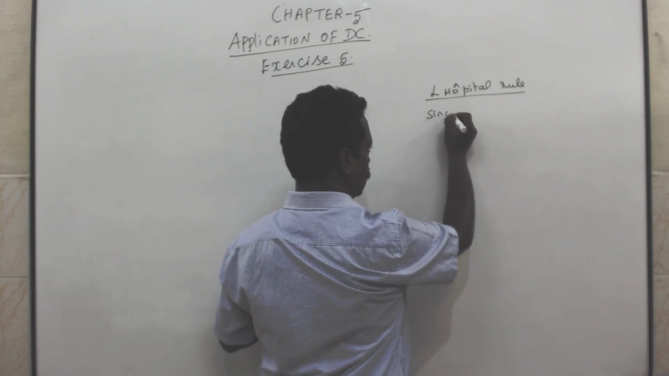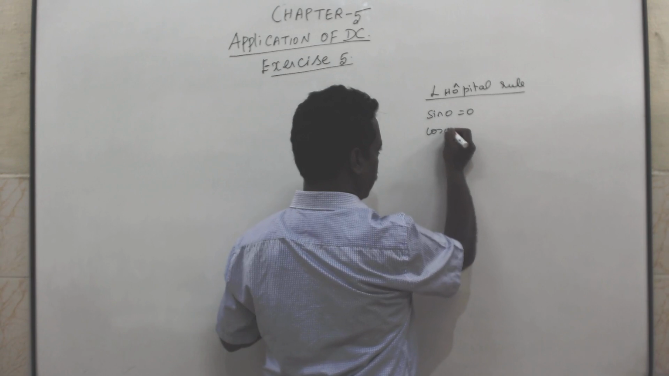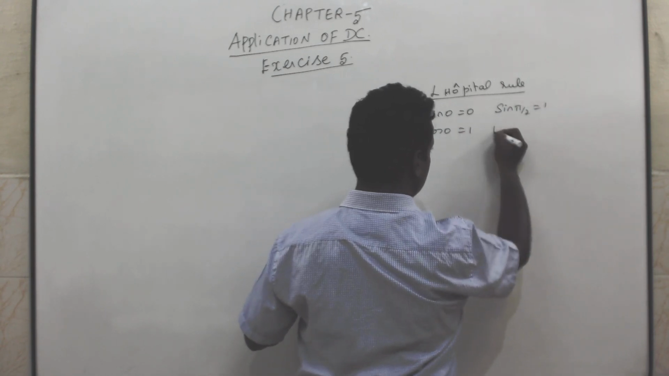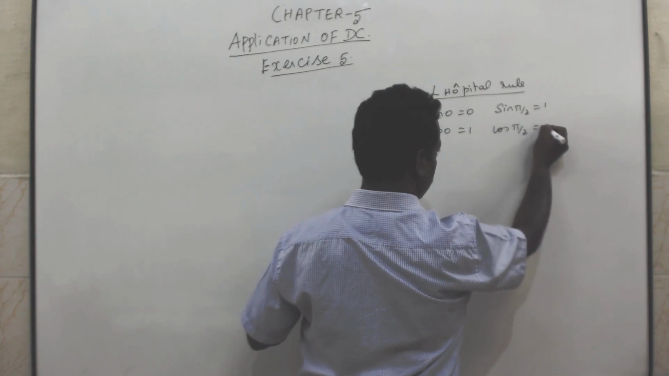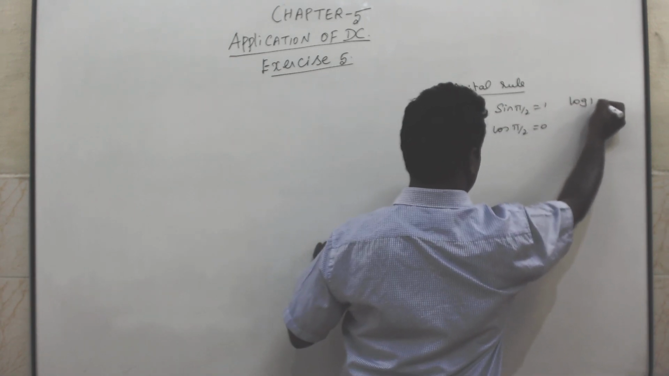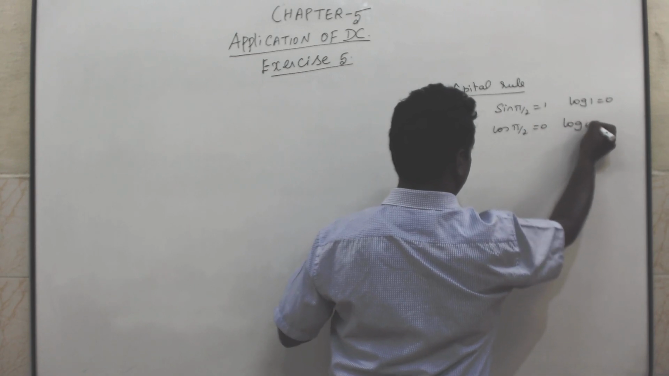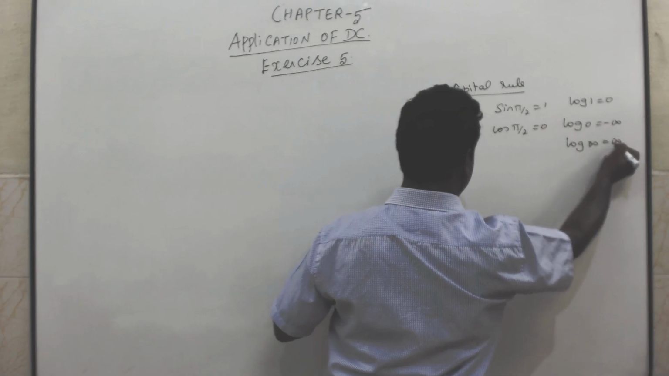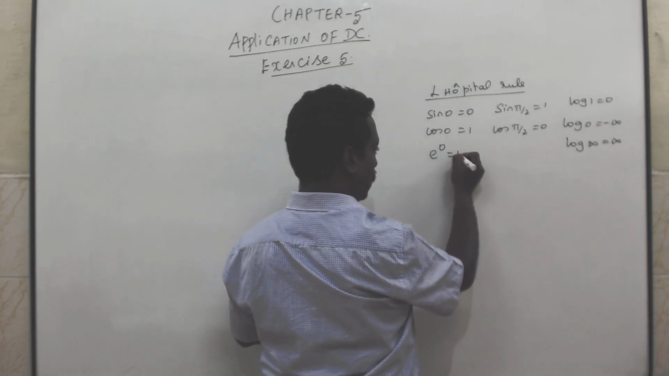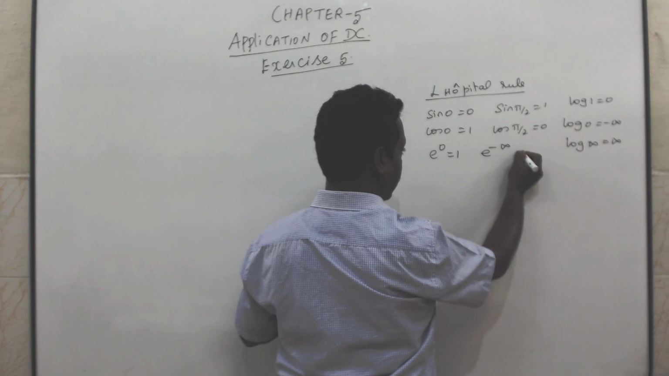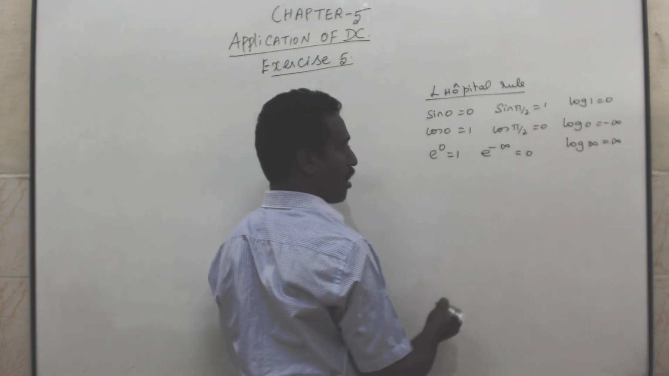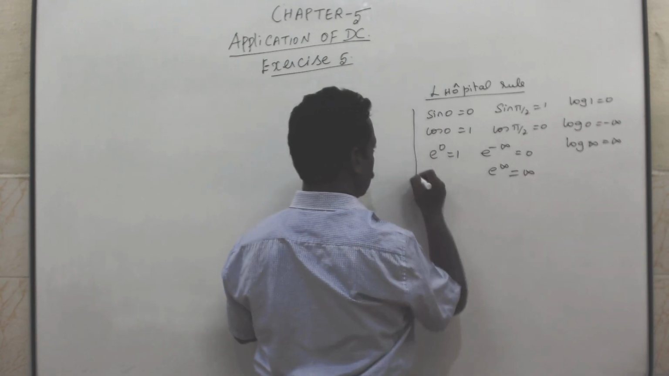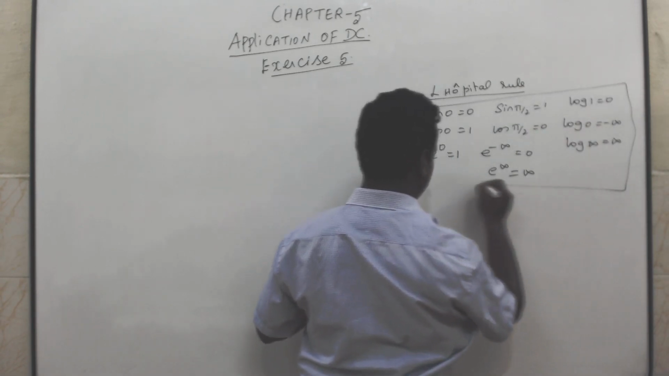sin 0 is 0, cos 0 is 1, sin pi by 2 is 1, cos pi by 2 is 0, log 1 is 0, log 0 is minus infinity, log infinity is infinity, e power 0 is 1, e power minus infinity is 0, e power infinity is infinity. So, you should know first these are the values.